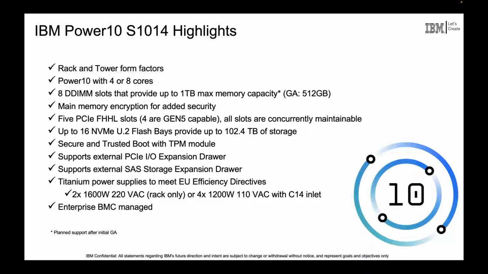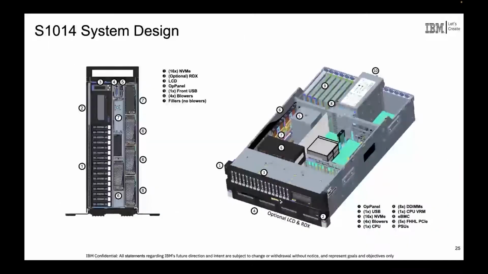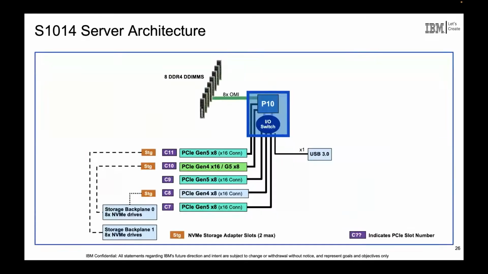We can do 110 in the tower with 4 power supplies, or we can do 220. Here is the format, very similar to what the 914 was. Those are the callouts. And then, not to spend a lot of time in system architecture, but I think it's worthwhile understanding how the sockets drive I/O and capability.